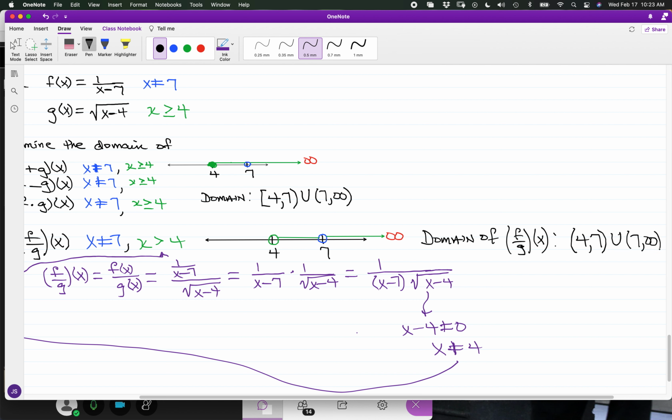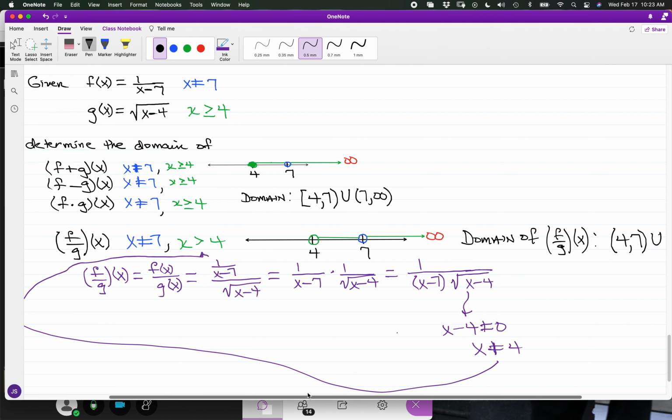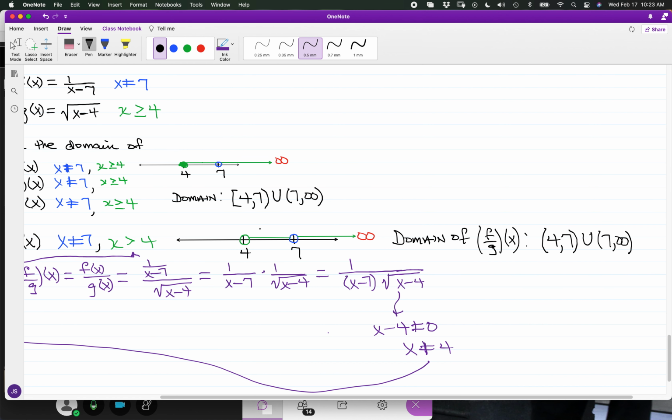Okay. And so for the sum, difference and product functions of f of x and g of x, these will be the same, where 4 is included in the notation. Whereas with the quotient function, it's almost the exact same thing except 4 is not included. Everything else being the same. All right. So these are samples of what we have with the sum, difference, product and quotient functions.